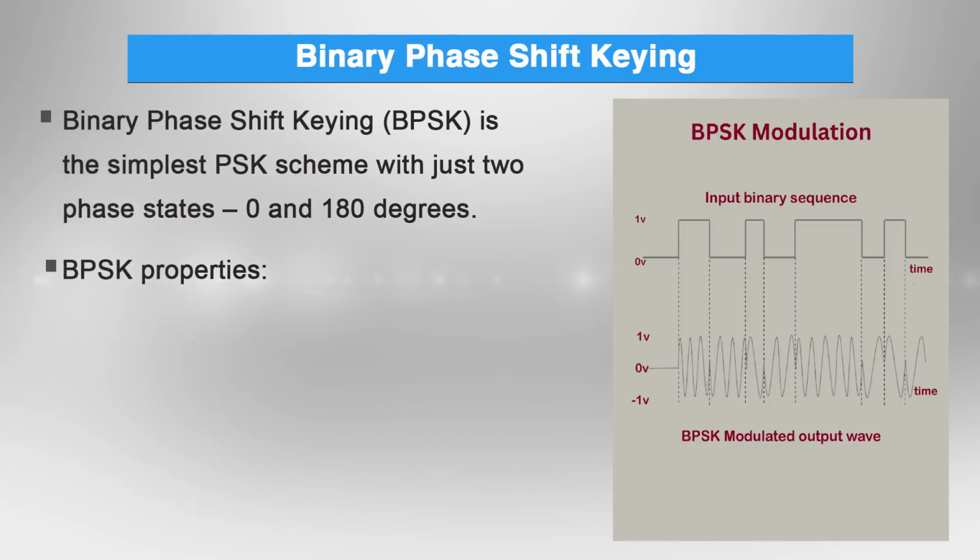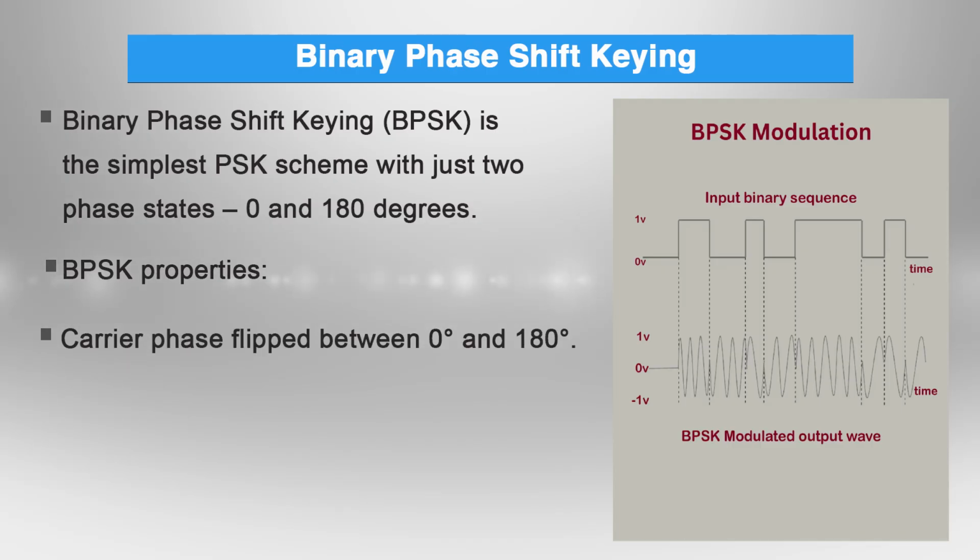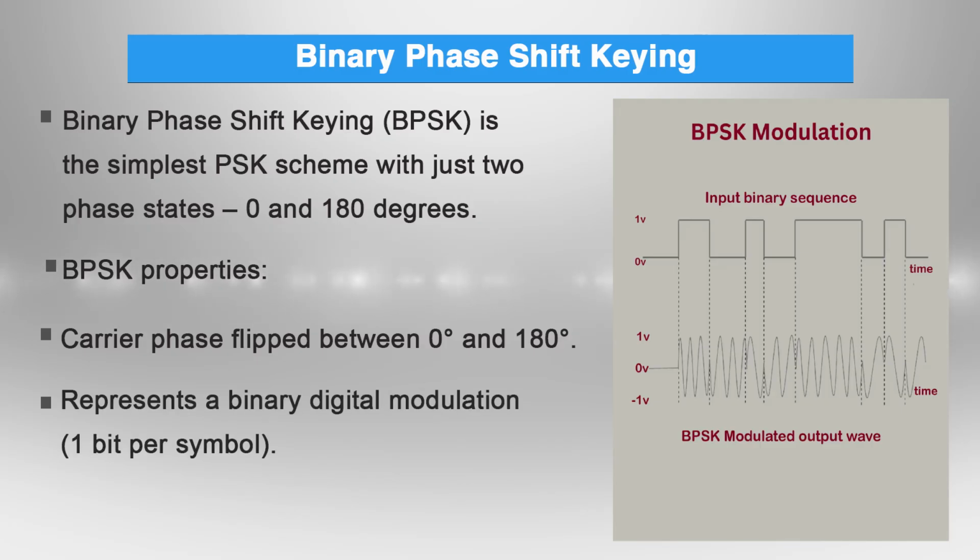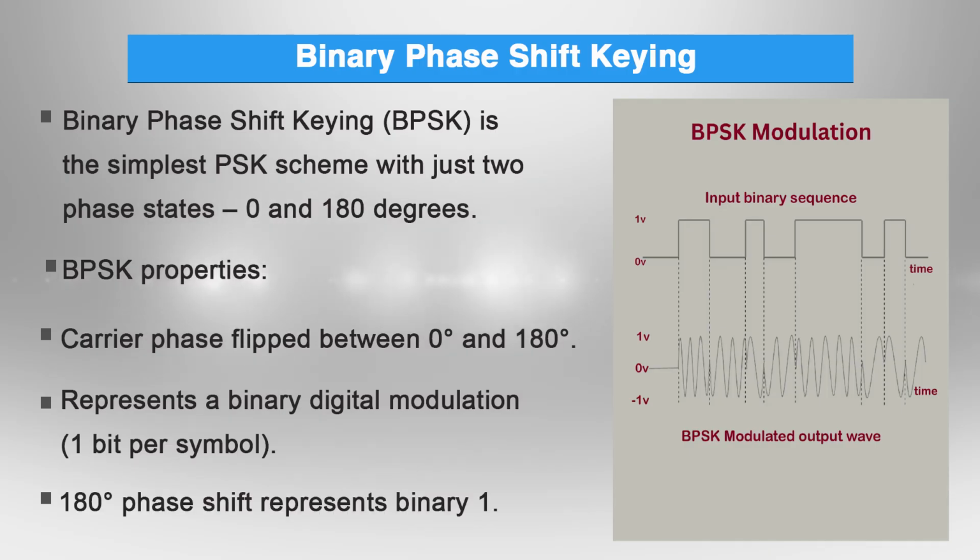Binary phase shift keying has various properties, such as the carrier phase flipping between 0 and 180 degrees. Similarly, it represents a binary digital modulation with 1 bit per symbol. A 180 degree phase shift represents binary 1. No phase shift indicates binary 0 here. So, the binary signal directly modulates the 180 degree carrier phase shifts.